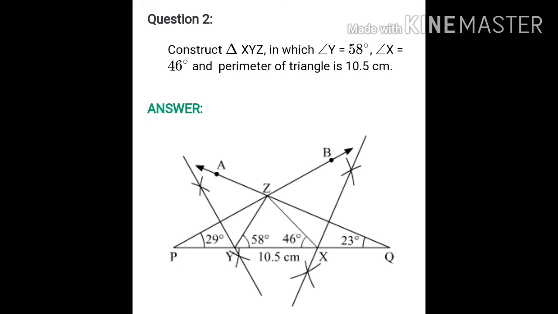Okay, in place of points P and Q you can take Y dash, X dash. Okay, you can take X dash and Y dash. So X is 46 degrees, so X dash is 23 degrees, Y is 58 degrees, so Y dash is 29 degrees. Then draw the angle rays, and the point of intersection of these angle rays is point Z. Then draw the perpendicular bisectors of these two rays. Then you get your required points X and Y.